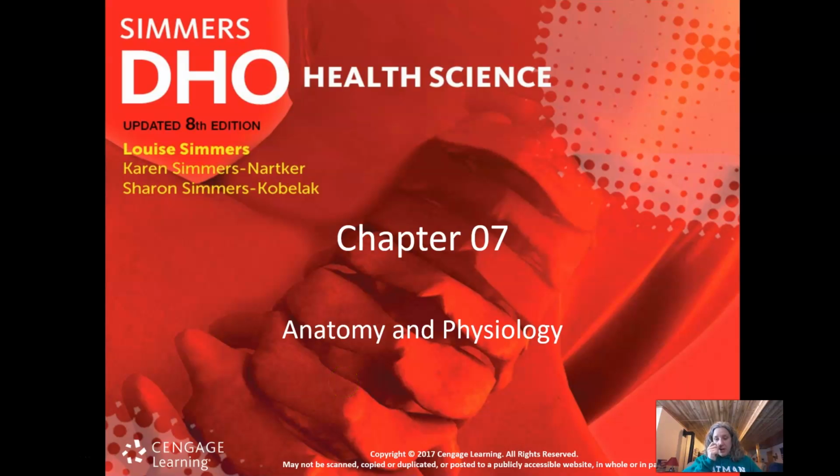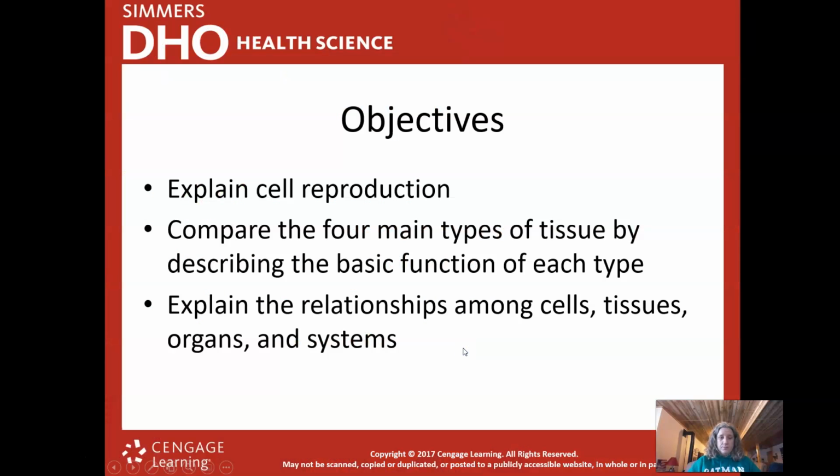Okay, so this is part two of section 7.1, and we are going to talk about cell reproduction, tissues, and organs. So at the end of this, you should be able to explain cell reproduction, compare the four types of tissue by describing the basic function of each type, and explain the relationships among cells, tissues, organs, and systems.